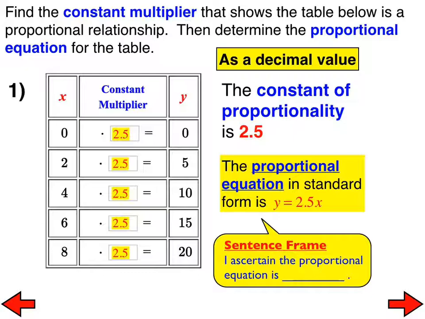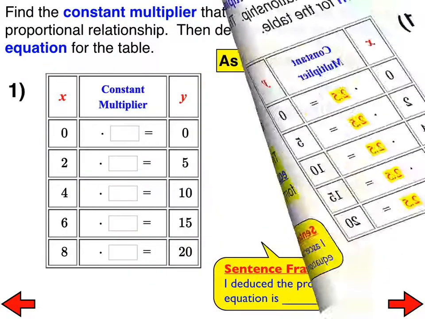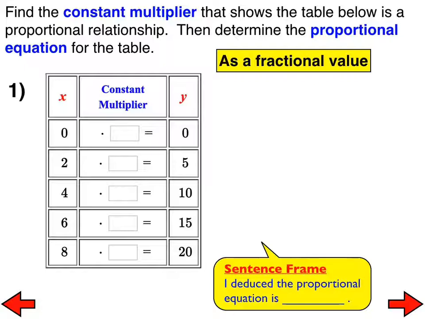Now let's do number 1 again, but this time by finding the multiplier as a fractional value. So watch what I'm talking about. We're still trying to figure out what times 2 is equal to 5. So I'm going to work backwards. But instead, I'm going to stop right there as long as the fraction is reduced. Now, reducing a fraction is totally different than writing it as a mixed number. I'm not talking about writing it as a mixed number. I'm just asking you, is 5 over 2 reduced? Yes or no?